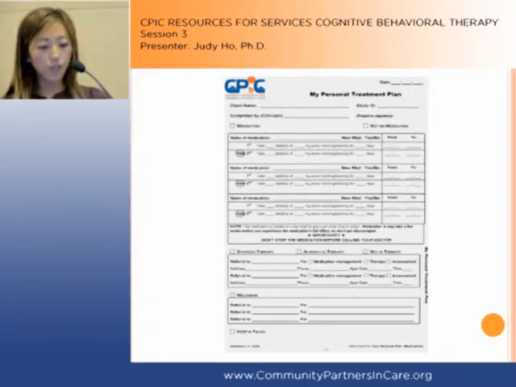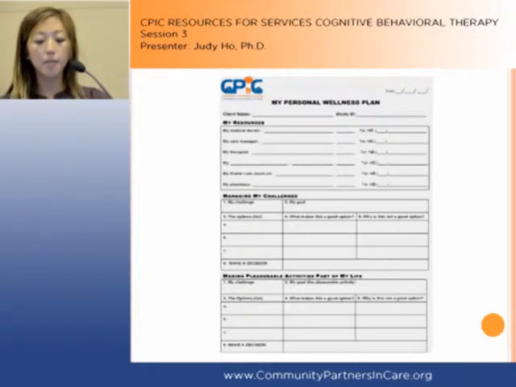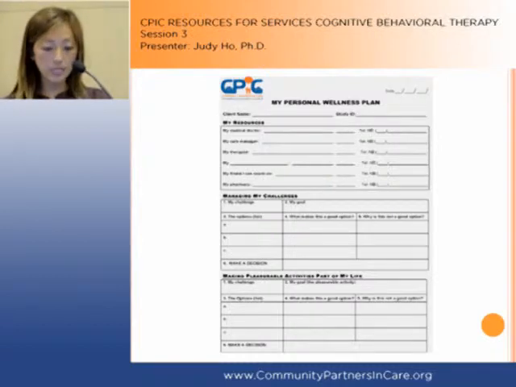And finally, let's look at Form H. This is My Personal Wellness Plan. These are other resources outside of therapy that the client can access on his or her own to make themselves feel better. There is a section for their resources, as well as a section for how to manage the challenges for them to recover, and how to make pleasurable activities a part of their life. This is also a one-page form. The client should fill this out, and you can have the therapist help.